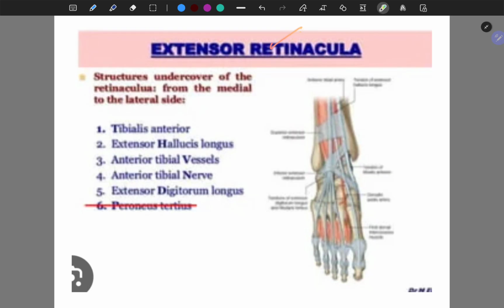Extensor retinaculum from medial to lateral: tibialis anterior, extensor hallucis longus, anterior tibial vessels, anterior tibial nerve and extensor digitorum longus group of muscles.